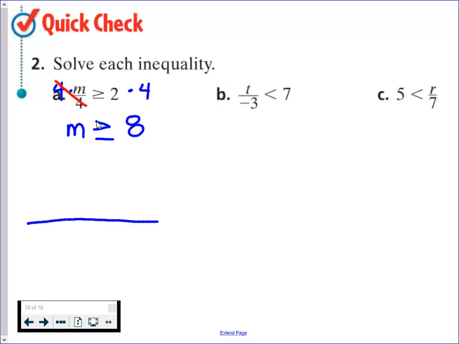Hey, I know. I can graph that. Closed circle. M is greater than or equal to 8. What is greater than 8? 9. Pause if you need to catch up.